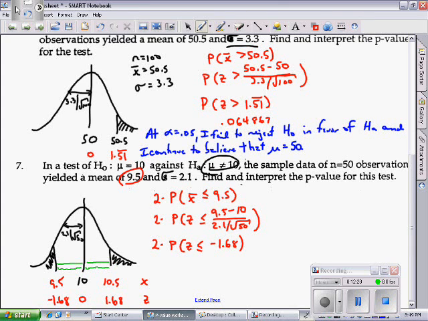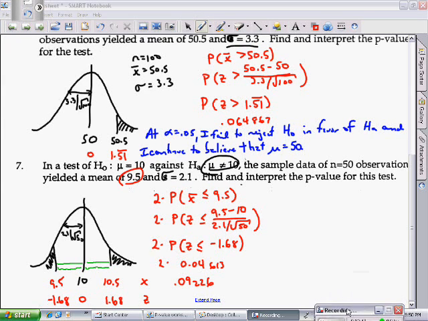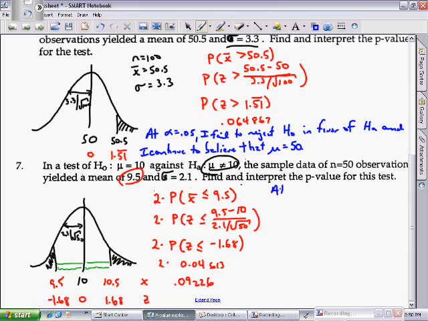Continuing and looking that up on my pink chart or using the calculator, you get 2 times 0.04613, which when doubled gives me 0.09226. Probably in the spirit of number 6, I might fail to reject it, but I'm going to change this one a little bit, and I'm going to get a bigger alpha level. In particular, I'm going to say, what if alpha was 0.1? Well, now that p-value is less than that.